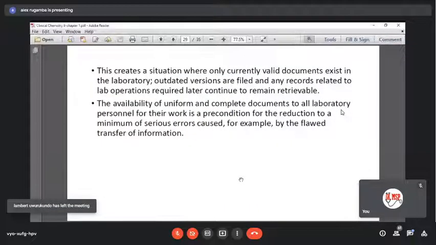So you have to create a situation where only current valid documents exist in the laboratory, and outdated versions are filed and recorded and related to the lab operation required.